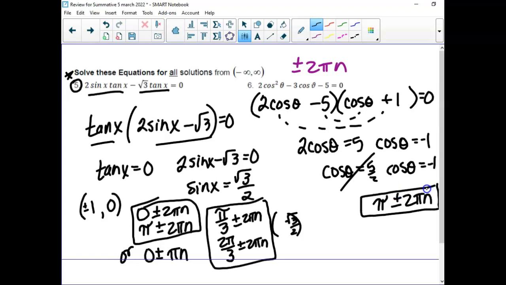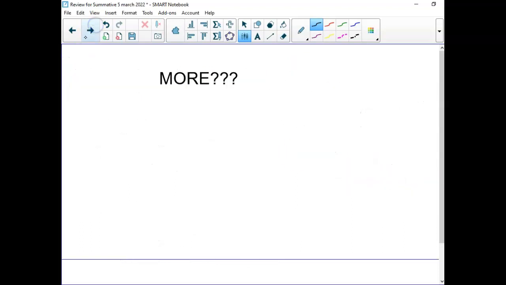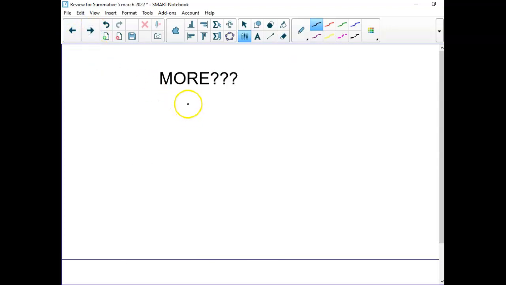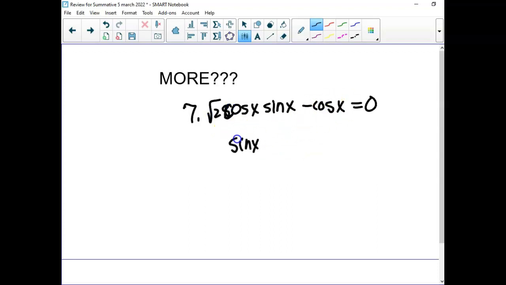Is there a number 7? I don't have it. So what does it say? Can you read it? Yeah, square root 2 cosine x sine x minus cosine x. Okay, so that's very messy, sorry. We could take a sine x out of both, right? What would be left? But cosine, thank you. I didn't write it correctly and then I can't solve it correctly. I'm just a hot mess.